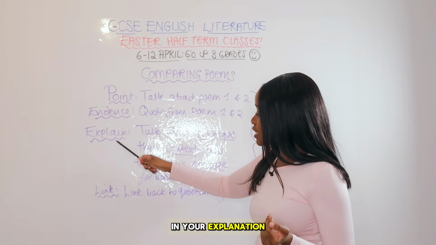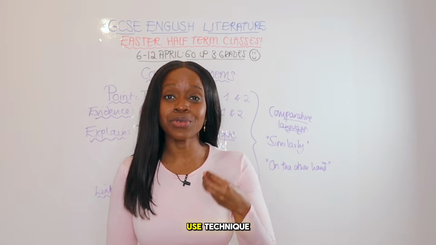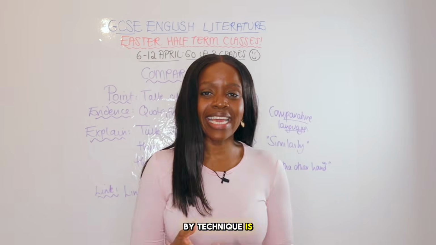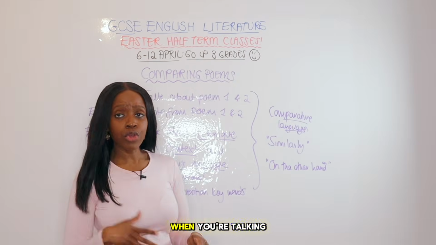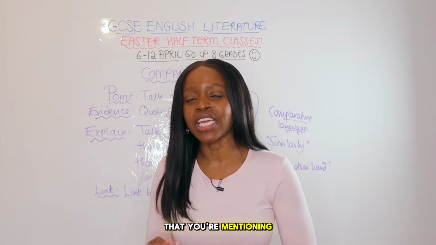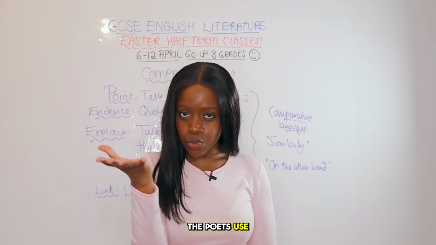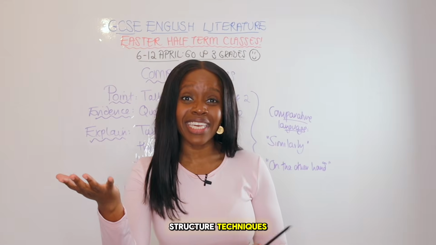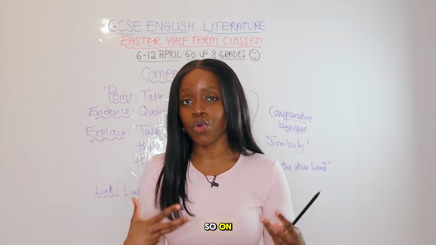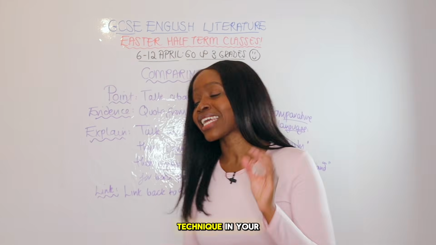Step number 1 in your explanation is to begin by talking about how the poets use technique. What I mean by technique is the following. When you're talking about whether they're similar or different in connection to the question, mention language techniques. What language techniques do the poets use in one poem versus another, or structure techniques, things like caesura, enjambment, and so on. And even form. Is the form similar or is it different? Begin by mentioning technique in your explanation.